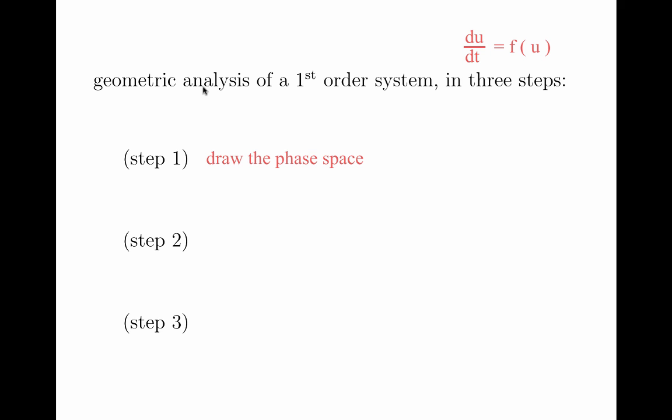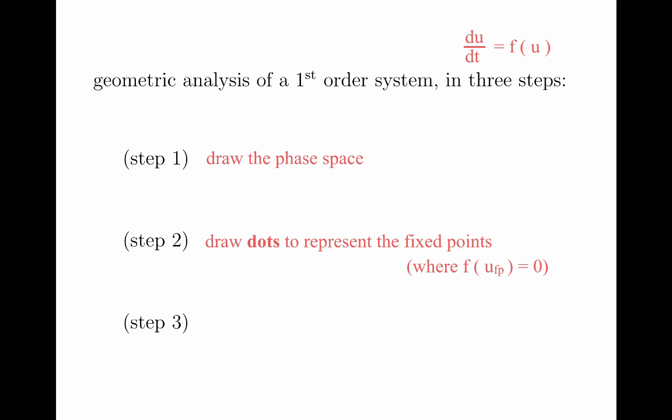Okay, so step 1, in our analysis of this first-order system, we need to draw the phase space. We'll see what that consists of for all of our first-order systems. This first step is often very easy. I'll do that one for you in most cases, and you'll have to think about the more complicated parts in steps 2 and 3. Okay, so step 2, after we draw the phase space in step 1, we're going to draw dots to represent the fixed points.